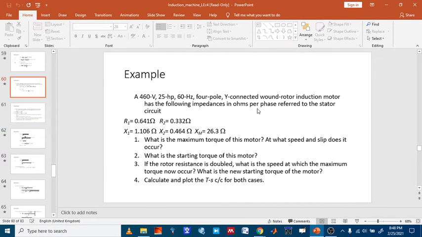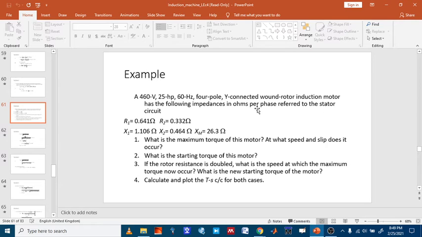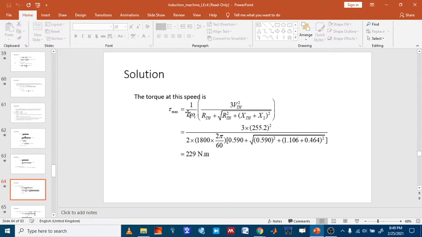Let's look at something. For the maximum torque, this is the maximum torque. We just use this relation to calculate the maximum torque. You get it? Let's do substitution. You know VTH, you have an RTH, you know XTH, X2 is provided. So you just substitute everything.